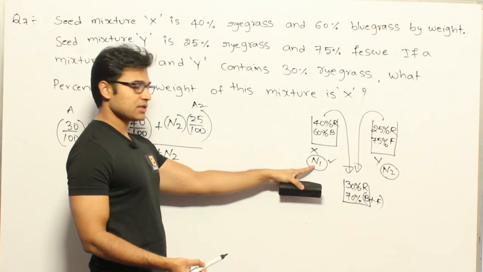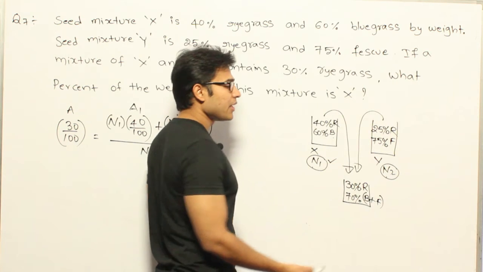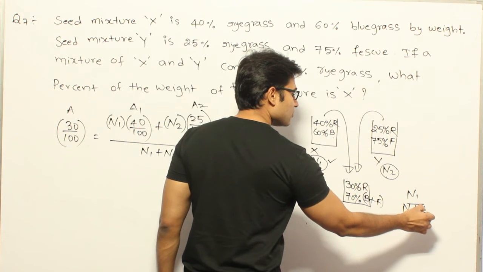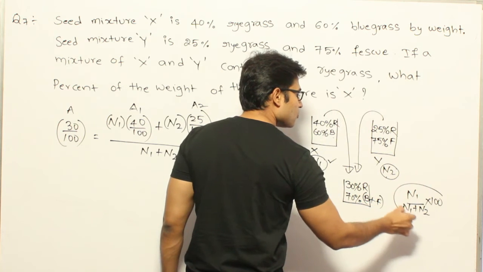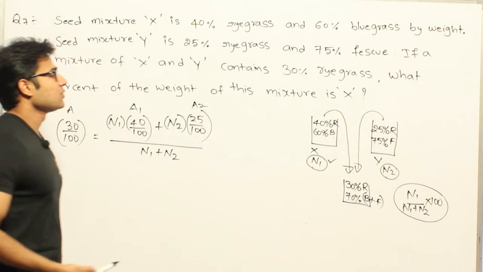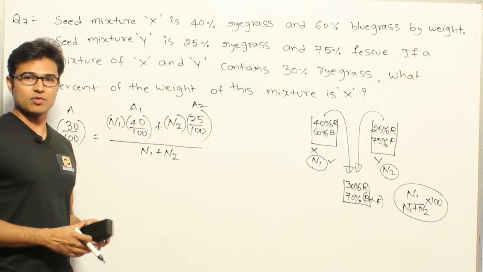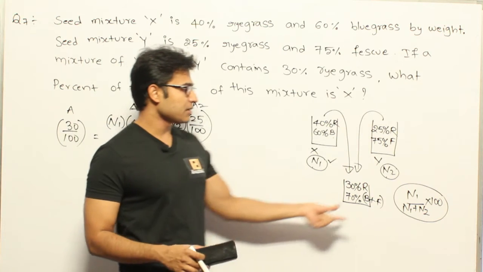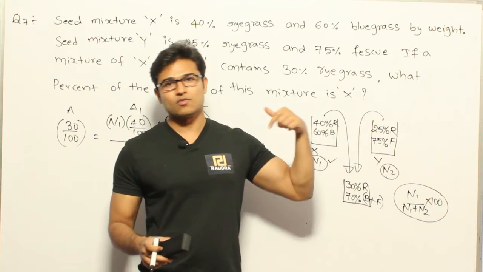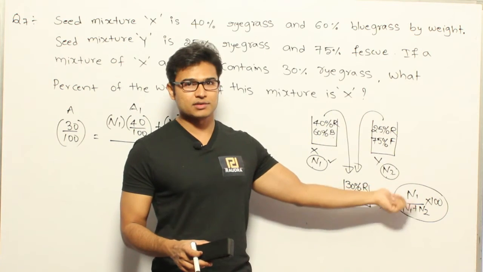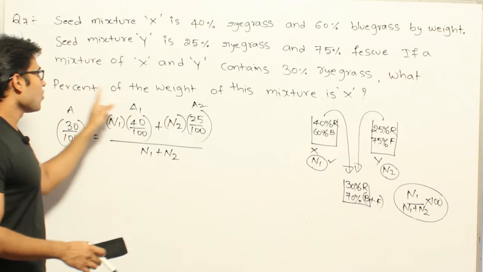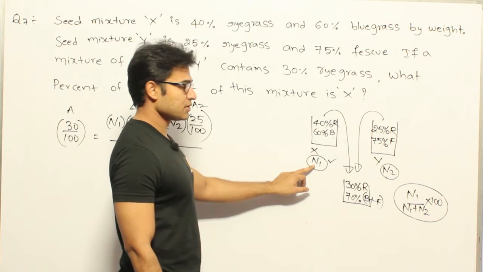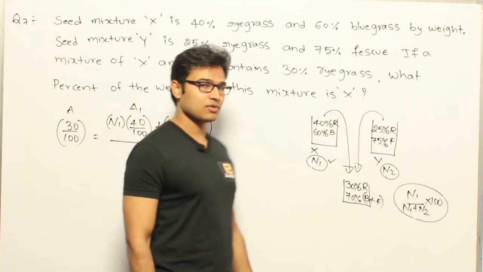If you assume that n1 kgs is taken from here and n2 kgs is taken from here, they are asking this number: n1 divided by n1 plus n2, into 100. I know how to solve that question, this is a percentages question. This topic is discussed in percentages, so I am directly writing it here. If you are not able to understand this, please watch the videos on percentages, you will understand how I wrote this. What is asked is what percent of the weight of this mixture is x. You take n1 kgs, assuming n1 is the kgs, then you are going to get this.